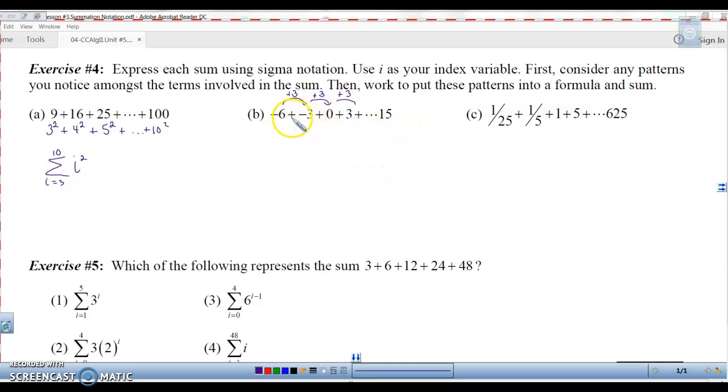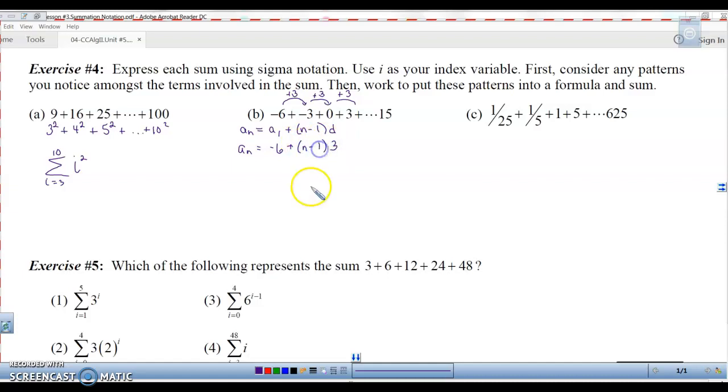So I need to know what the formula is for that arithmetic sequence. Remember, the general formula for an arithmetic sequence is A of n equals A1, the first term, plus n minus 1 times d, which is the common difference. Let's see what we know for this. Our first term is going to be -6, and my common difference d is going to be 3.